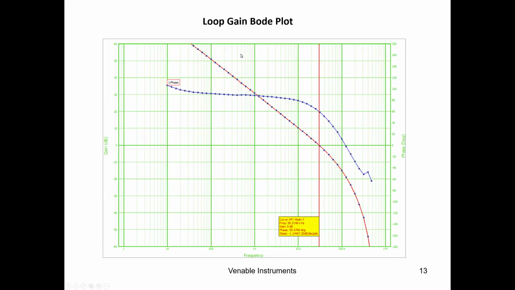And this is a complete open loop gain plot. It's running from 10 to 480 kilohertz. The crossover frequency is around 30 kilohertz, and the phase margin is about 60 degrees.